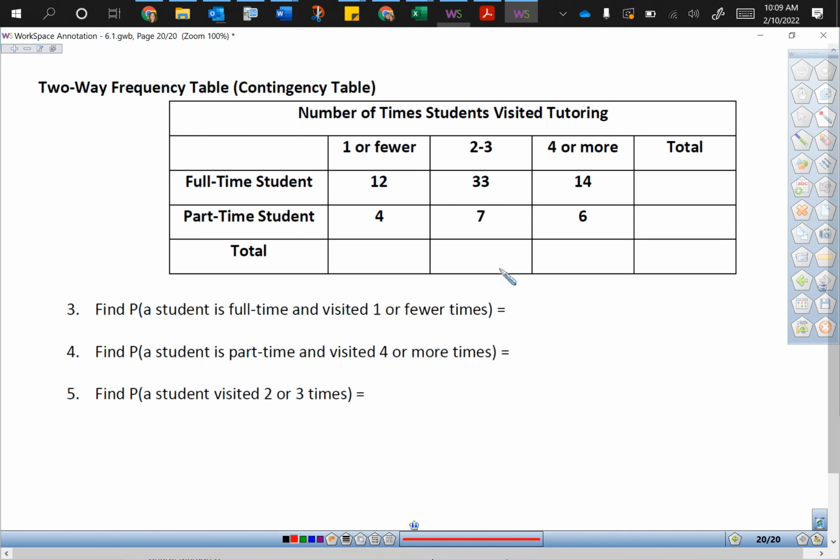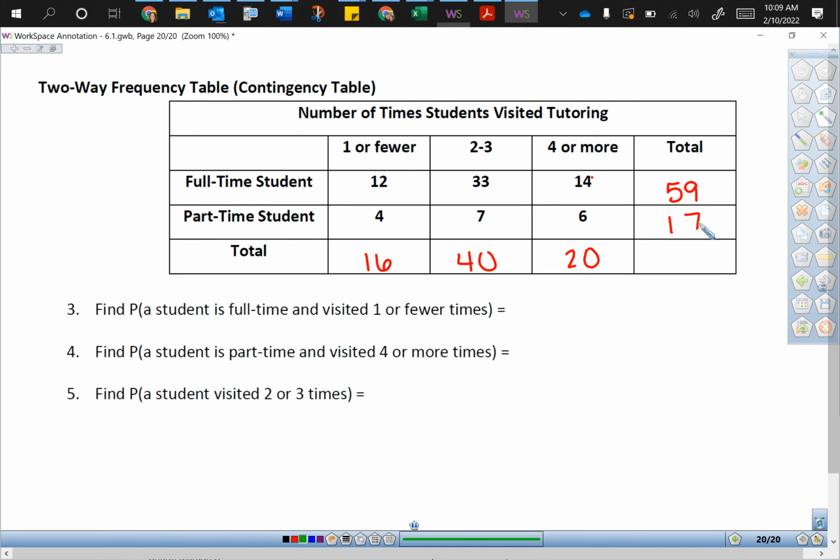Now, if you'll notice over here, there's total columns. Let's go ahead and take a second and find the totals. If you were on Excel, this would be a lot easier because you would just type in equals sum and highlight these three cells, but we're doing it by hand, so we need to take 12 plus 33 plus 14, and that is 59, and 4 plus 7 plus 6, which is 17. We also need to take 12 plus 4, 33 plus 7, and 14 plus 6. Then this little cell right here, you are going to double check that you did your math right. You're going to find the total of this category, and you're going to find the total of this category, and they should be the same.